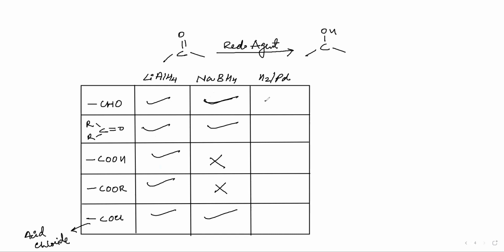What about H2/Pd? It will give with CHO. It will also give with ketones. For esters, you can have H2/Pd. There remain two more, that is acid and acid chlorides. H2/Pd does not give a good result. It is not a very effective reaction. And for RCOCl, it is also not effective.